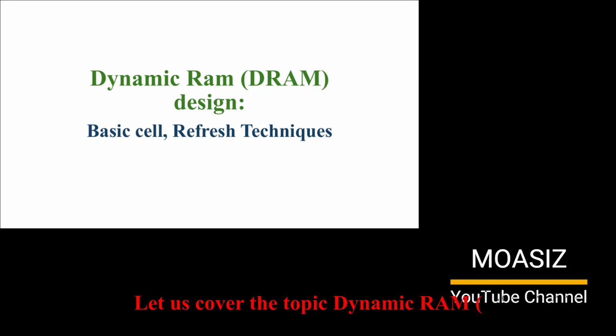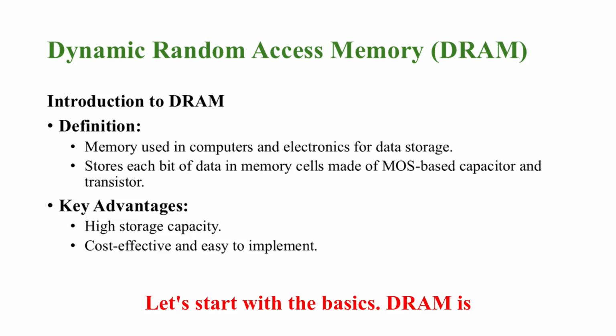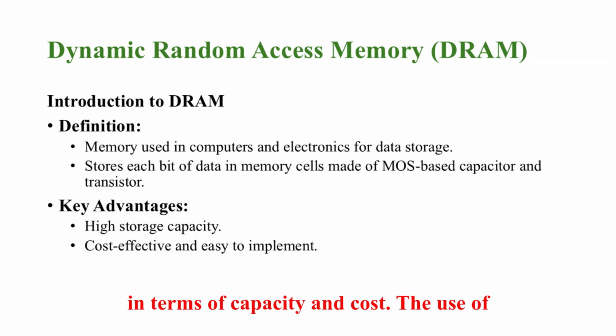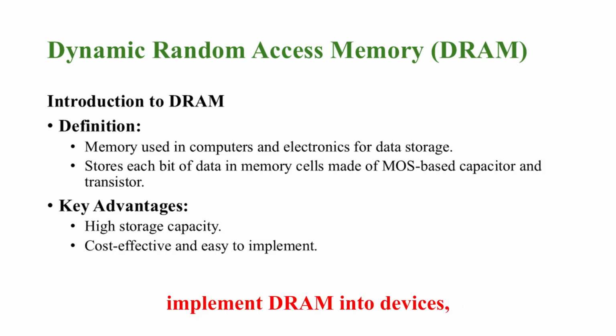Let us cover the topic dynamic RAM, DRAM, design. Let's start with the basics. DRAM is a type of memory commonly used in computers and other devices to store data. It relies on MOS-based capacitors and transistors for each memory cell, making it highly efficient in terms of capacity and cost. The use of these components also makes it easier to implement DRAM into devices. However, as we'll see, there are certain trade-offs to this design.